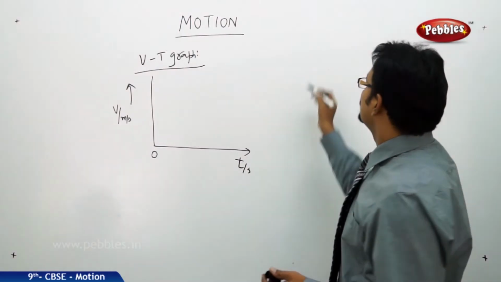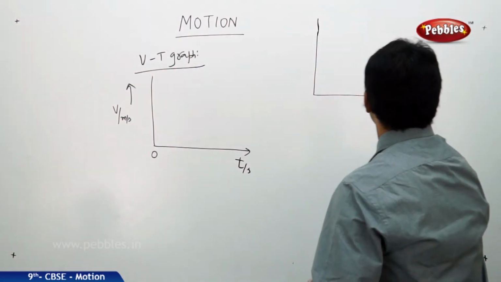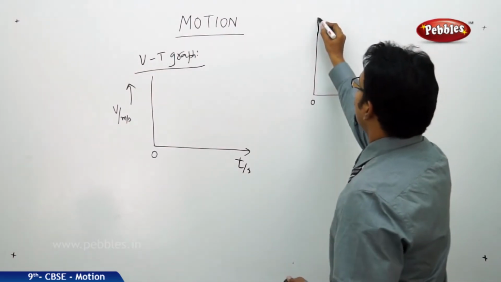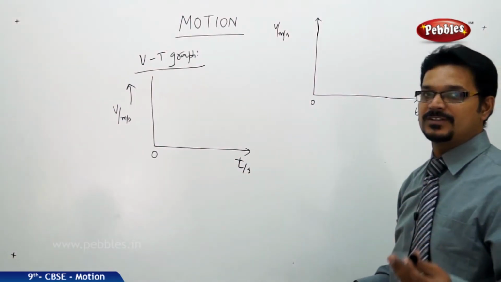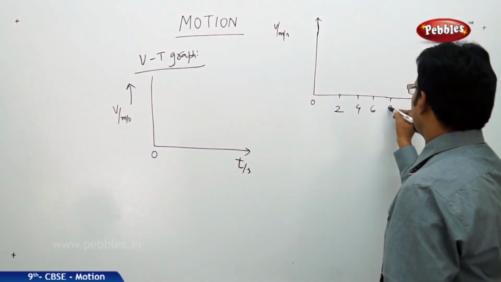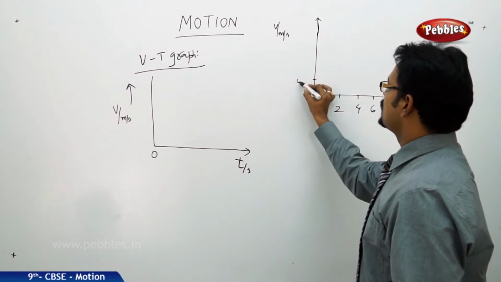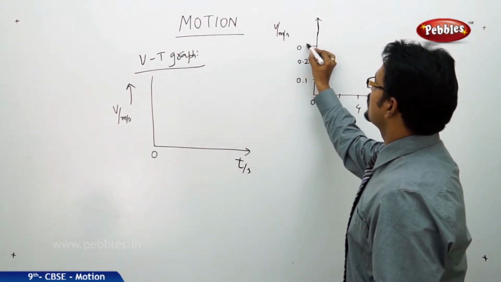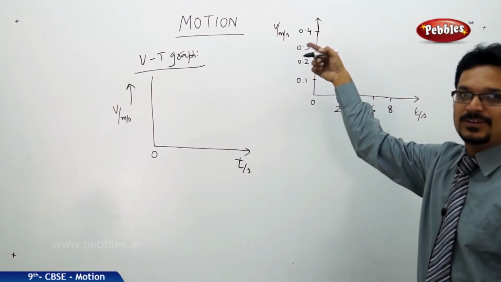Let me take an example. On the x-axis is time in seconds, on the y-axis is velocity in meters per second. Meters per second is the unit of velocity. Now the times taken are 2, 4, 6, 8, imaginary time intervals, and the corresponding speeds I'm taking are 0.1, 0.2, 0.3, 0.4. These are the speeds, or you can say velocity.